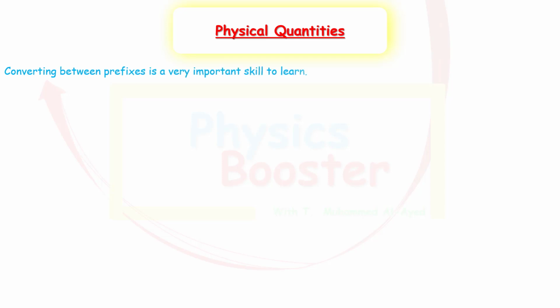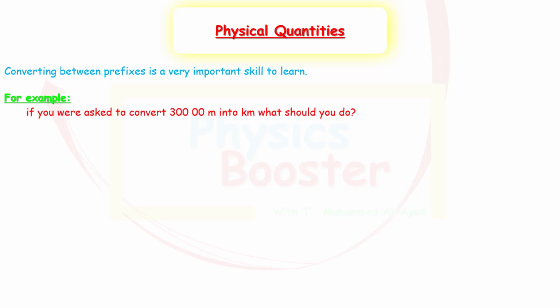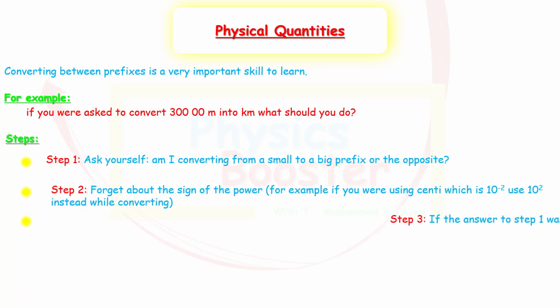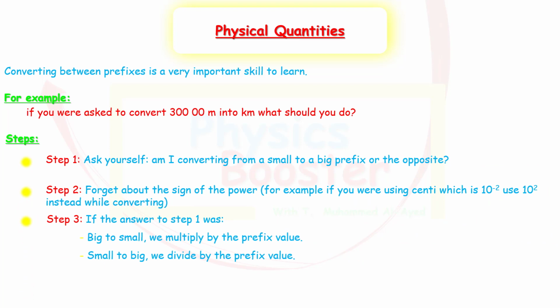Now, converting between prefixes is a very important skill to learn. So how are we going to do that? For example, if you were asked to convert 30,000 meters into kilometers, what should we do? Now, we broke this down into simple steps. So step 1, ask yourself, am I converting from a small to a big prefix or the opposite? So is meter bigger than kilometer or is it smaller? So this is the first question. We know that meter is smaller than kilometer, going back to the table we just saw.